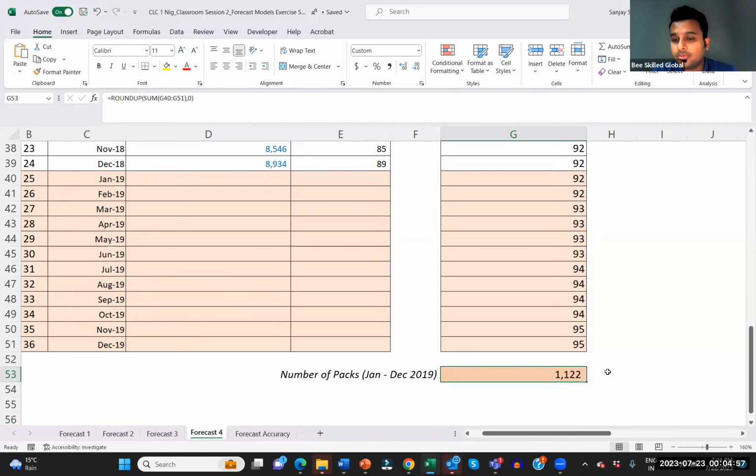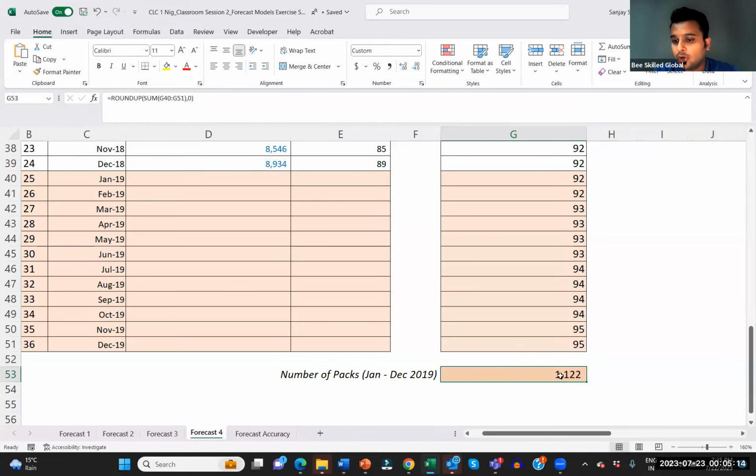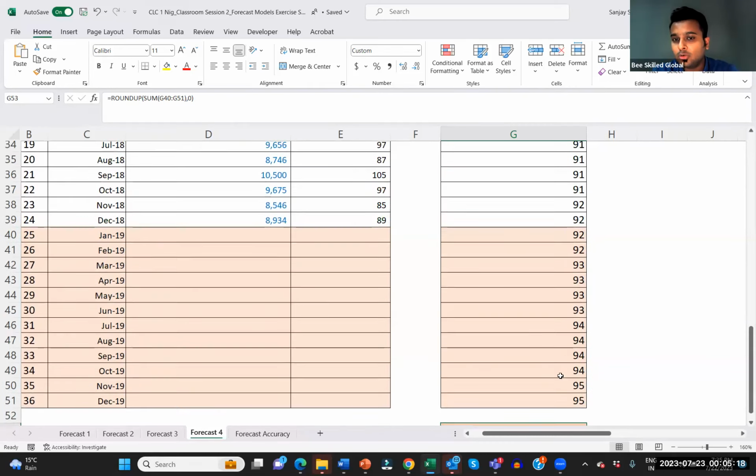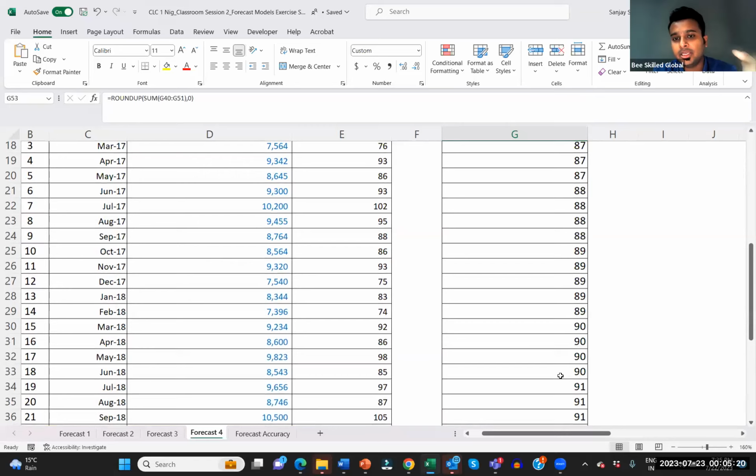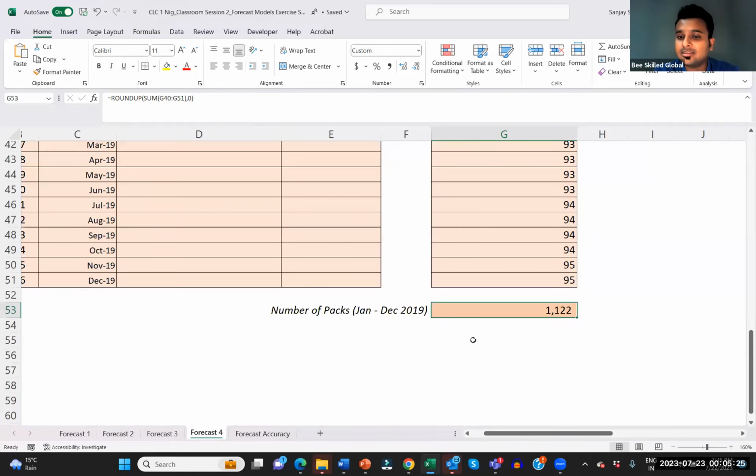Now, if we compare this with the average monthly consumption, even including the assumption of 3.2%, it was much lower. It was 1104. So with average monthly consumption, we got a different result. With trend line analysis, we got a different result. Okay. Now, this trend line is only focusing on the past 24 months. So if you want, you can also take an assumption here of 3.2%.